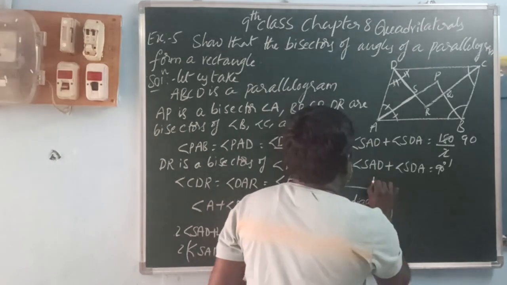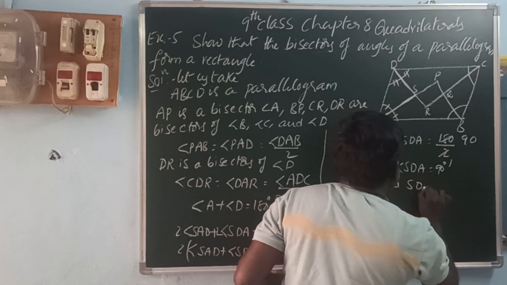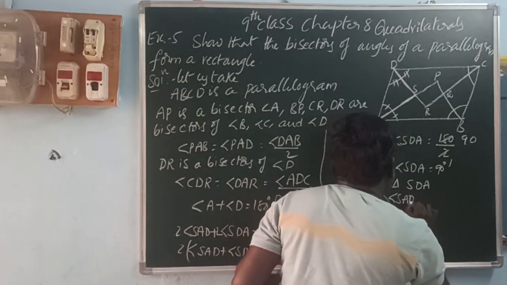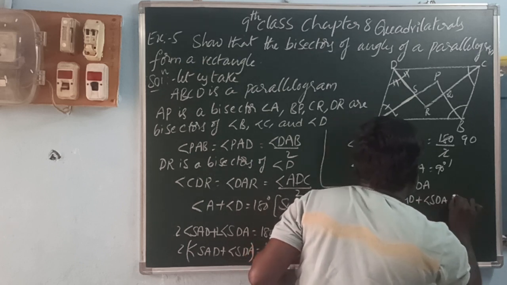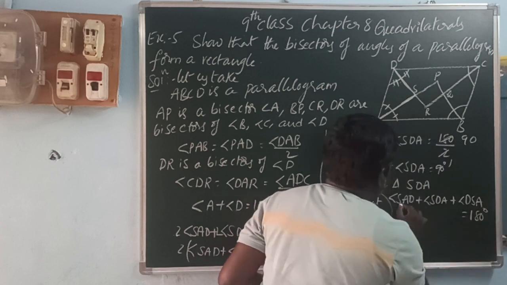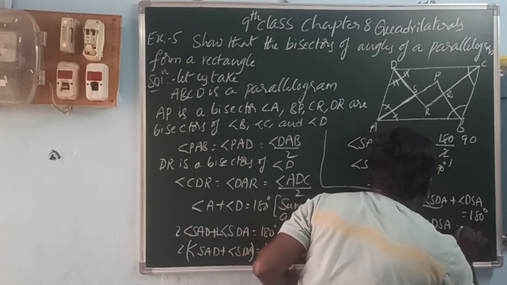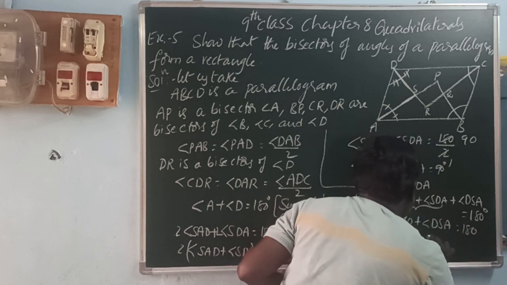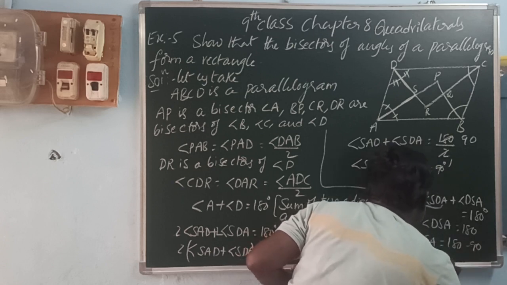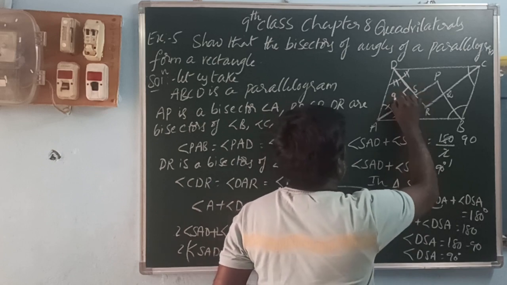So in triangle SDA, the sum of angles is 180 degrees. That is, angle SAD plus angle SDA plus angle DSA is equal to 180 degrees. These two angles sum is 90. So 90 plus angle DSA is equal to 180. So 180 minus 90, angle DSA is equal to 90 degrees. So this angle is 90 degrees.